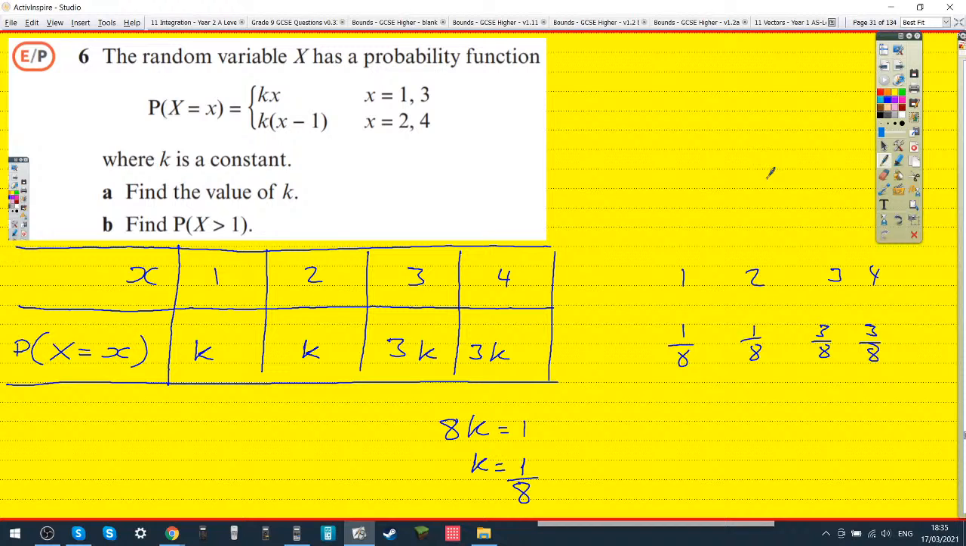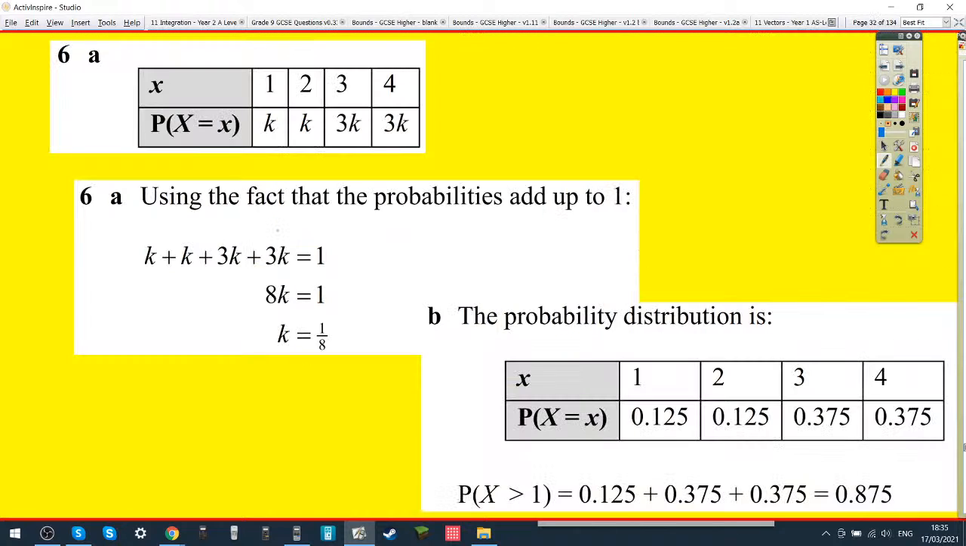And for B, would it be anything lower than 1? Is that what they're asking for? Anything greater than 1. I'm getting confused with these signs. Okay, so it would just be 2, 3, 4. So 7/8. Yeah, that one's going to be 7/8. Great.